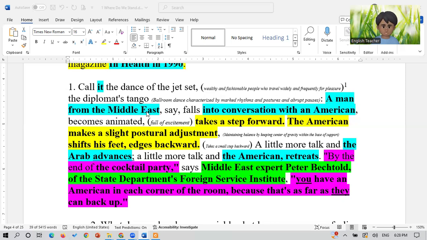Now let's ask a second question. What does this paragraph do? Now, this paragraph sets a scene. It presents a scene. There is a hall. There are people having a party, cocktail party. Probably this is a party of the diplomats. There are people from different cultures.